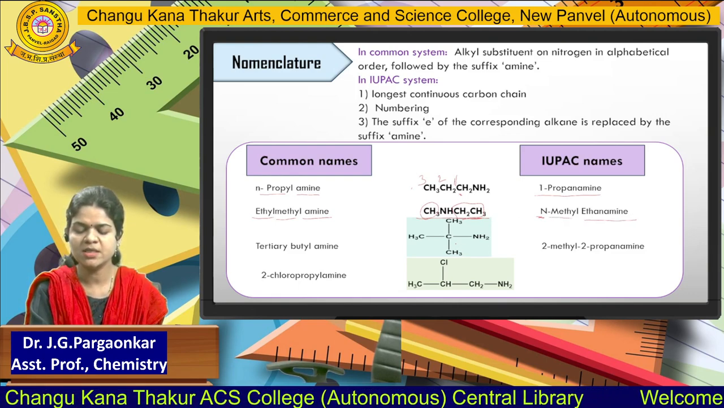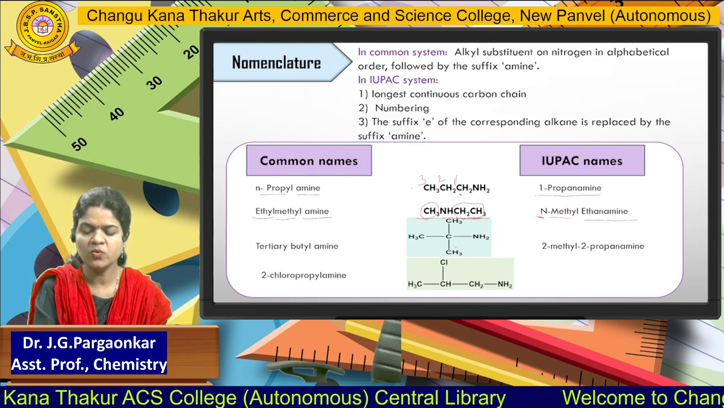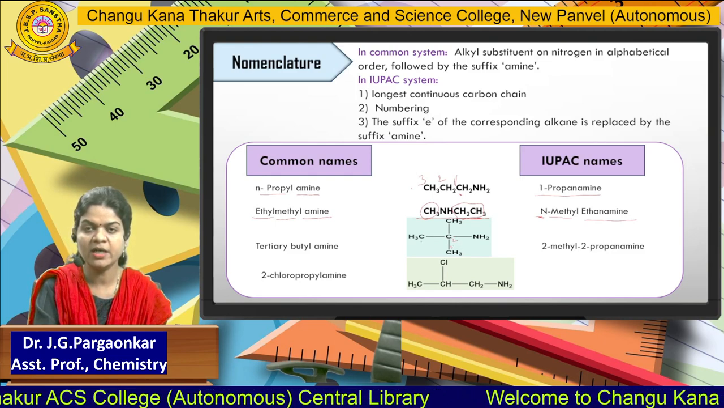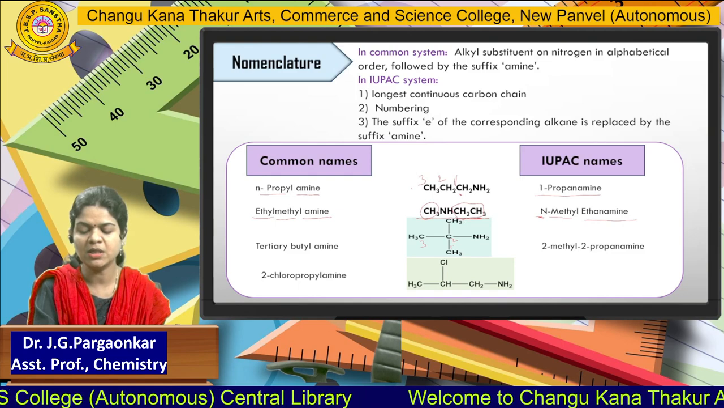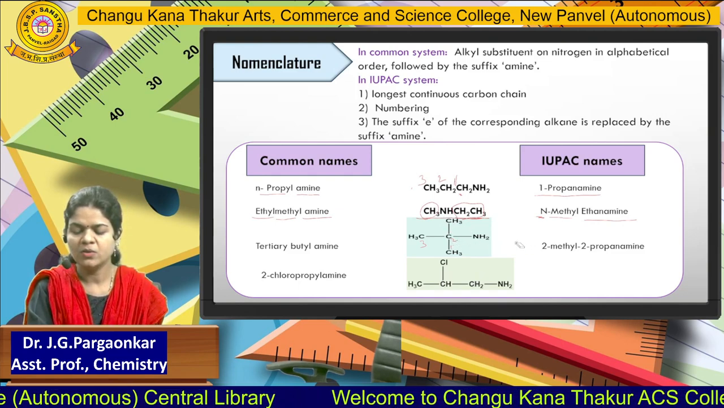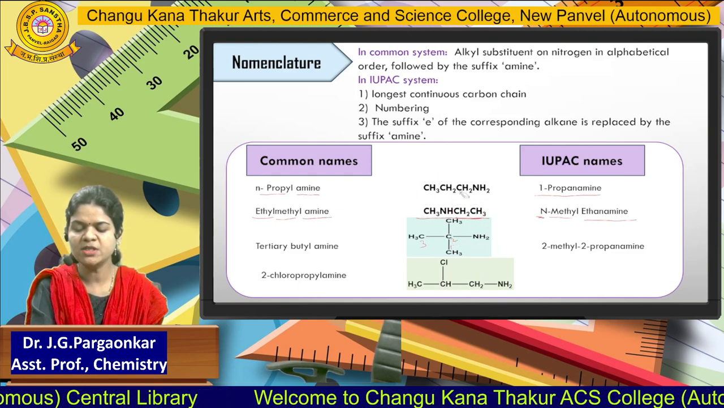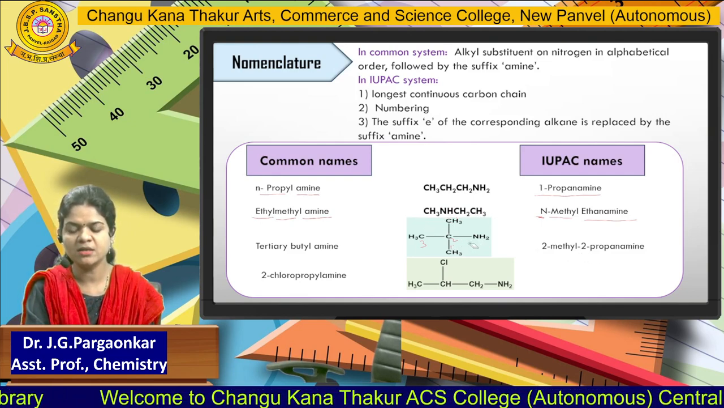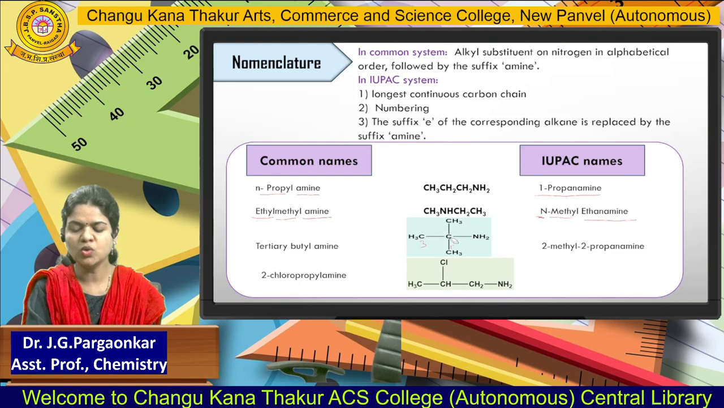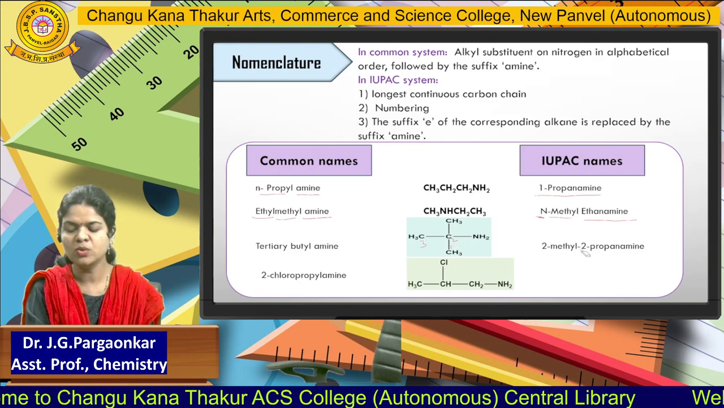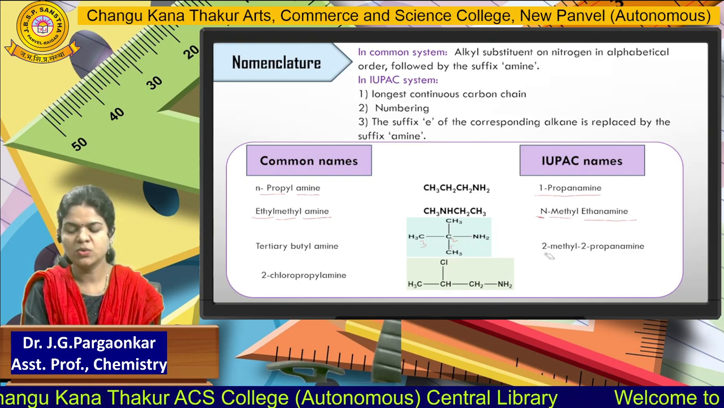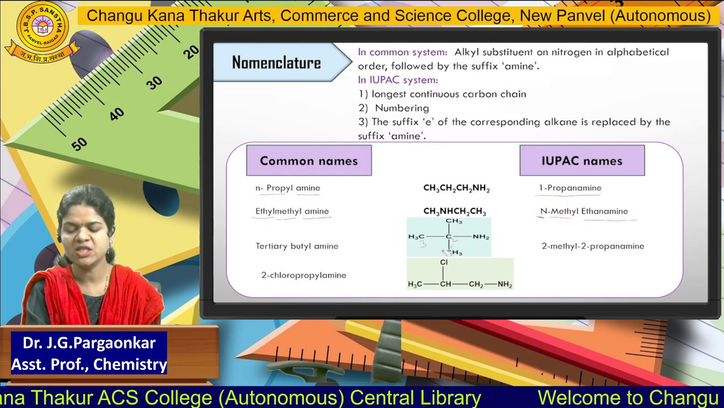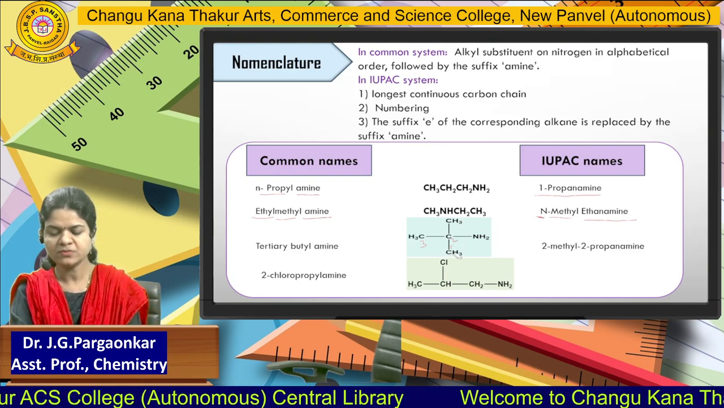Now in this case, we will give the numbering. How will we give the numbering? 1, 2 and 3. At the 2 position, a methyl group is there. And at the 2 position, the amine group is there. So 2-methyl and 2-propanamine. 2-dash-methyl, 2-dash-propanamine. Like that will be the naming.